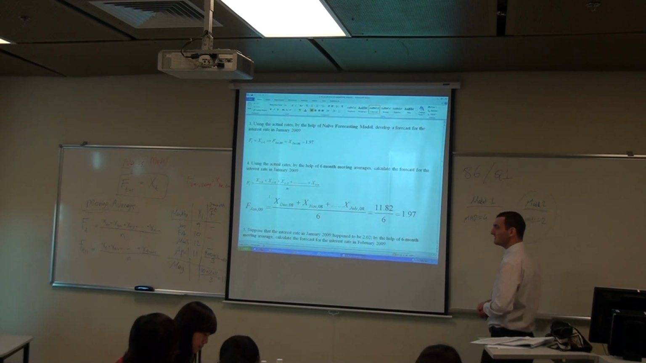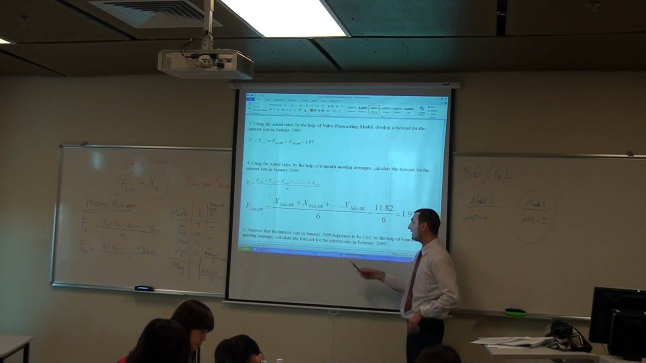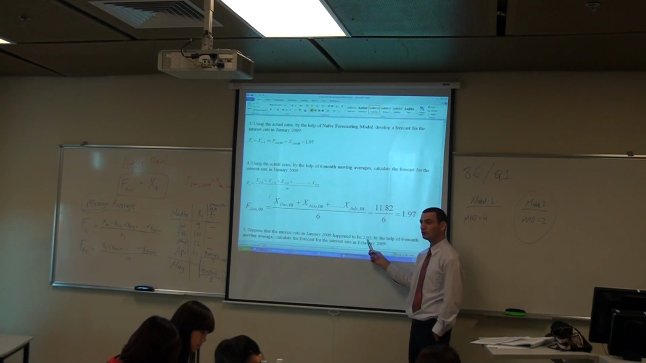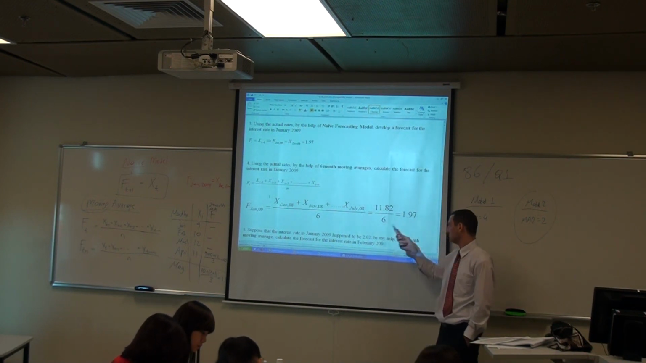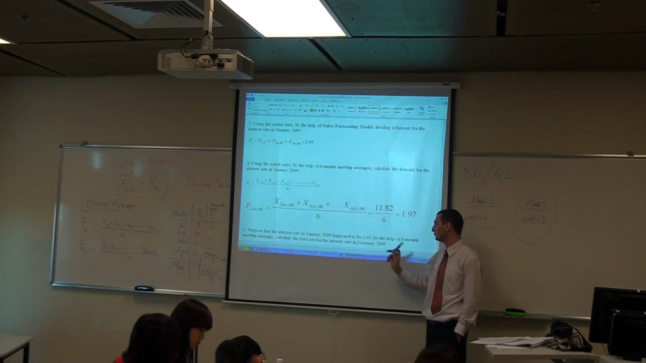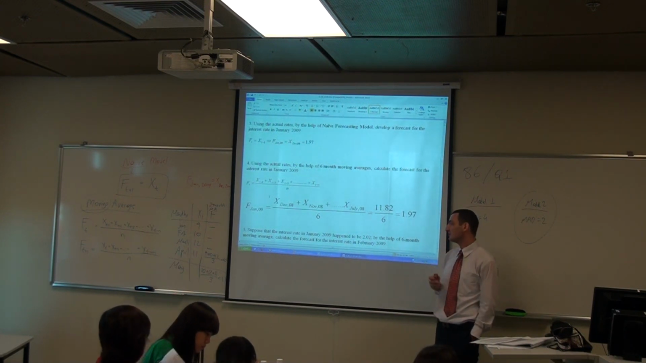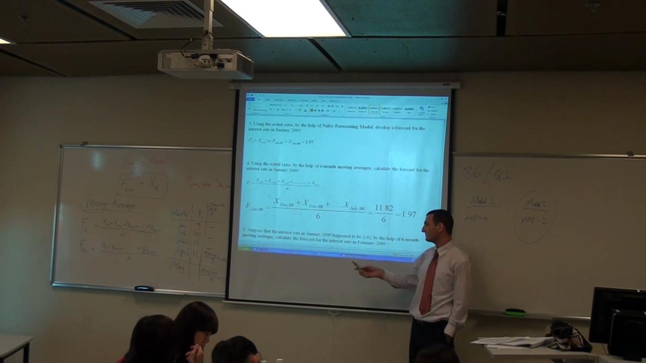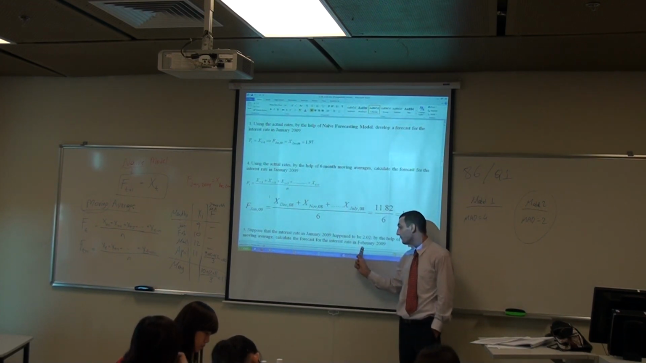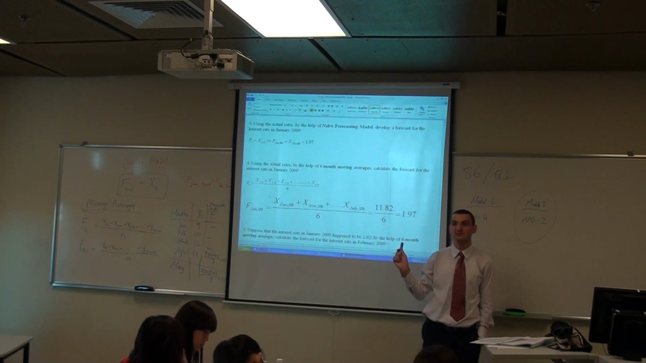Suppose that the interest rate in January 2009 happened to be 2.02. Your forecast is not, anyway, but it becomes 2.02. Again, with the help of a 6-month moving average, calculate or forecast the interest rate in February 2009.